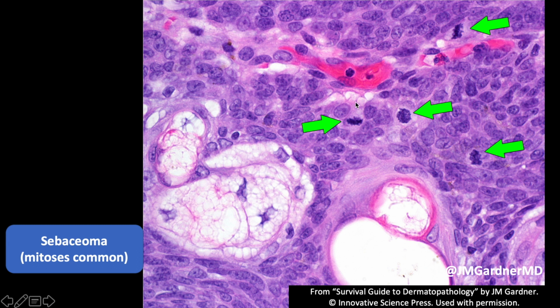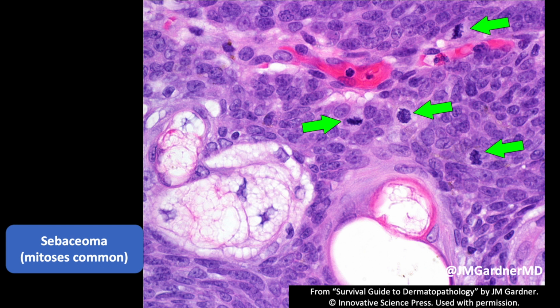But what I learned when I went and pulled some sebaceomas for a lecture I was giving a few years ago, I couldn't find a single sebaceoma in my entire recut collection that didn't have mitoses. So either I've misdiagnosed a whole bunch of sebaceous carcinomas as sebaceoma, which I hope is not the case, and no one's come back to tell me that I have over the years. I'm knocking on wood here, but either that's the case or sebaceomas just have mitoses. So I think it's the latter, and hopefully I'm right about that.